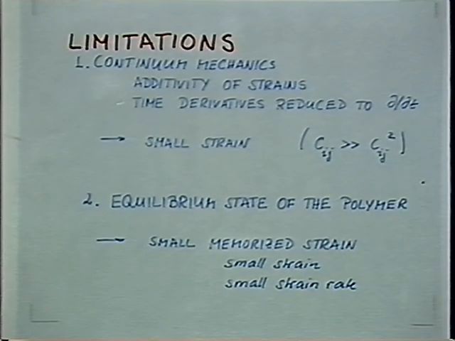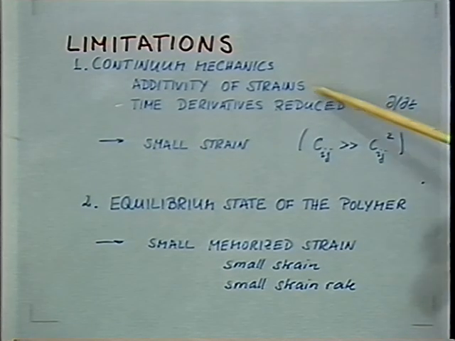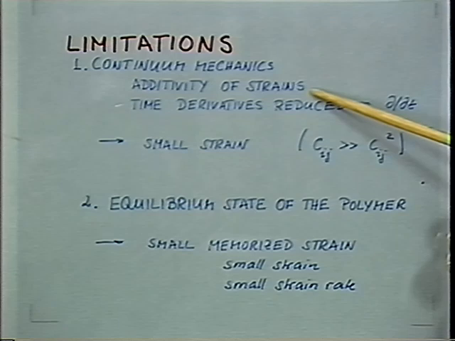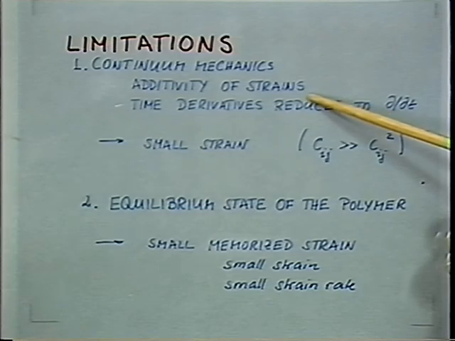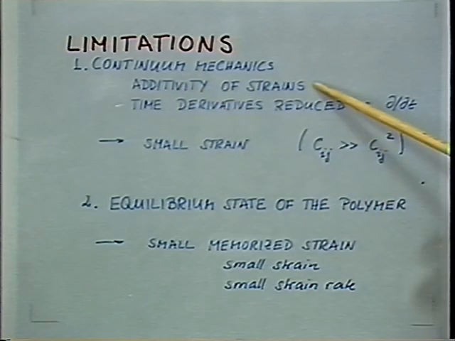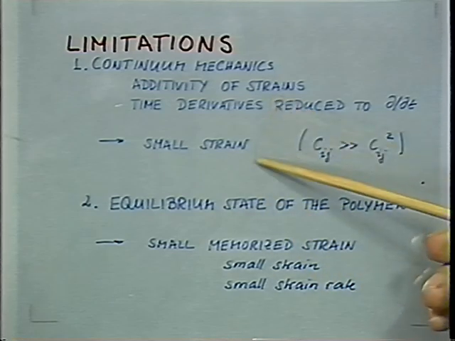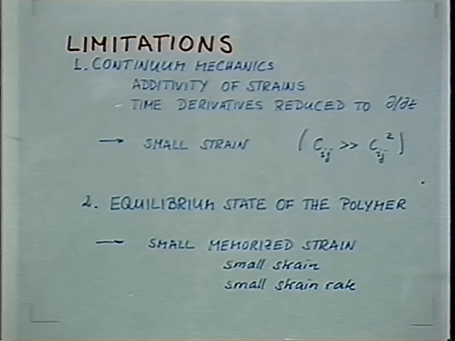The limitations of that approach are the following. The strain was described by an additivity. Remember, in the derivation of the Boltzmann equation, we added the effect of consecutive strains to get the stress response in those cases. At large strains, the strains are not additive, so we have to do something about that. So we have to modify the strain tensors to accommodate for this.